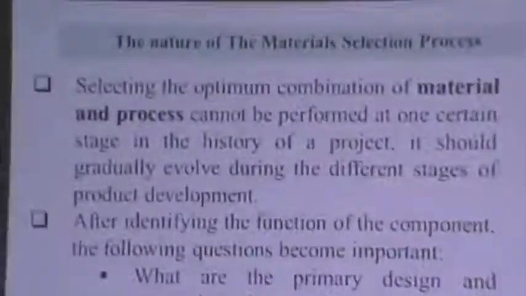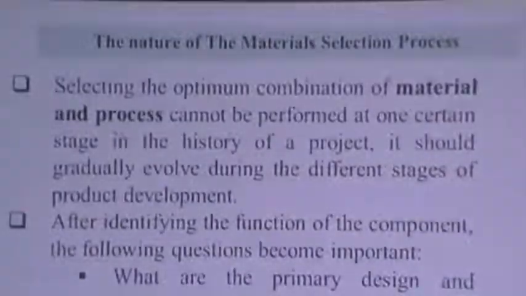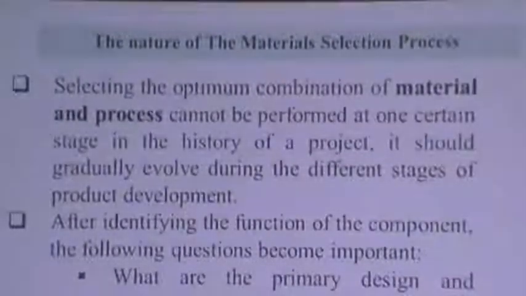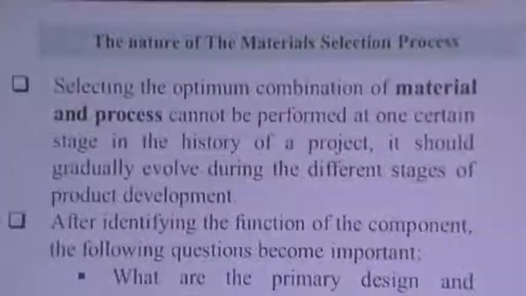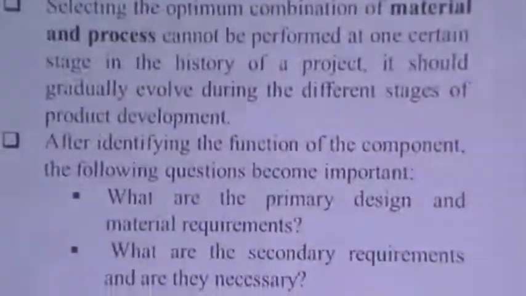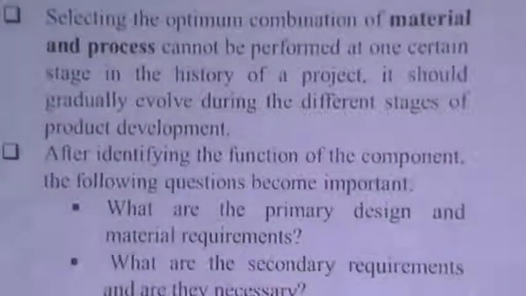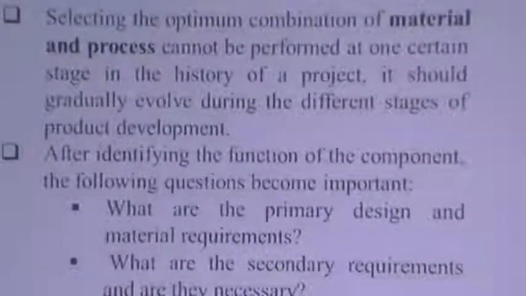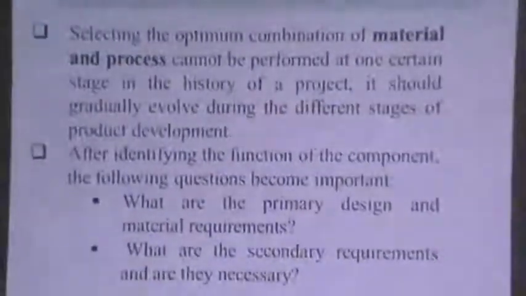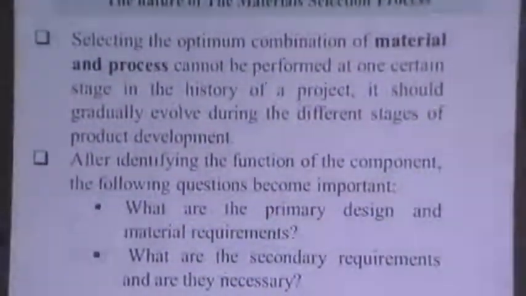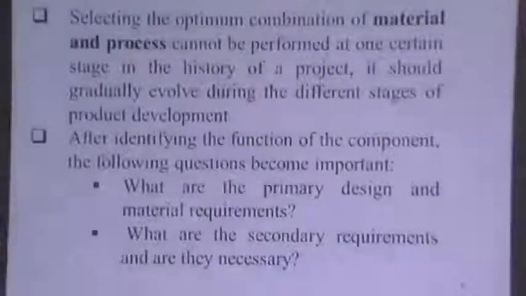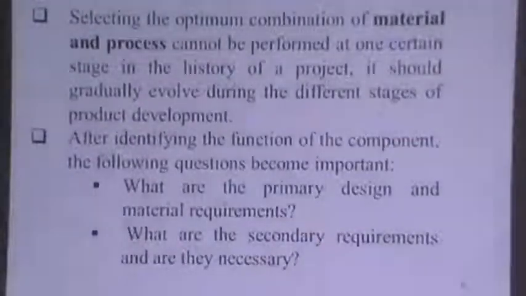Selecting the optimum or the desired combination of material and manufacturing process cannot be performed at one certain stage in the history of project or product development process, so it should be gradually evolved during the different stages of product development. For example, when we talk about conceptual design, we have many alternatives in order to select the suitable materials from a wide range of materials. Whilst when we progress in the product development process, for example, in detailed design, we need to specify materials more accurately, so we need to eliminate these alternatives.